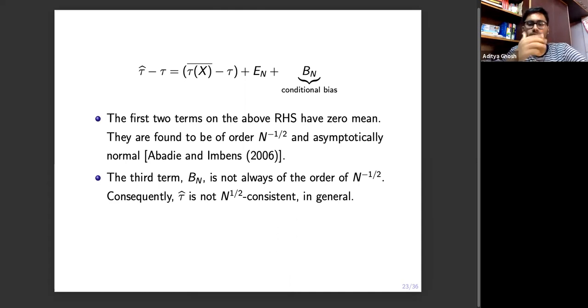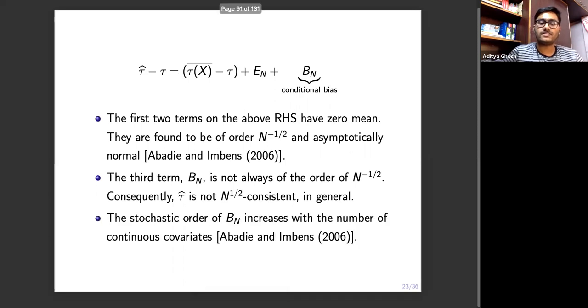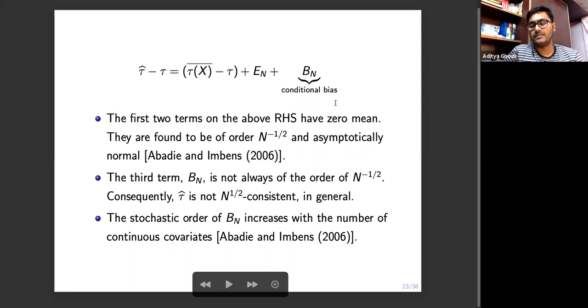Sorry, this is where all the trouble began, and we can of course say that tau hat is not root n consistent in general because of this conditional bias term. And even more surprisingly, the stochastic order of this conditional bias increases with the number of continuous covariates, I mean, the dimension of the covariates x. We will see a theorem regarding this that will make this precise.